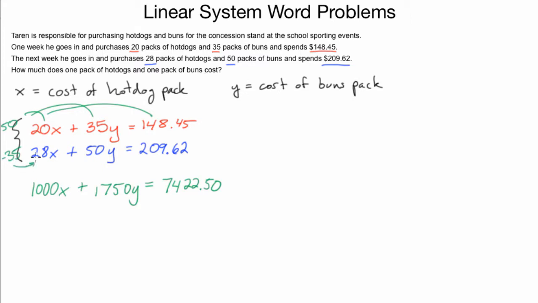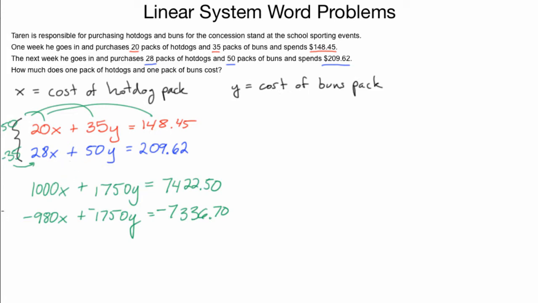Okay, now let's go along the bottom. Multiply everything by negative 35. Negative 35 times 28 is going to be 980x plus negative 1750y equals, and 35 times 209.62 is negative 7336.70. All right, this may look a little ugly, but again, all we're doing is just multiplying big numbers together, and that's not too bad.